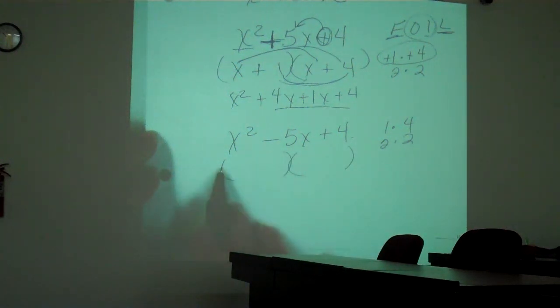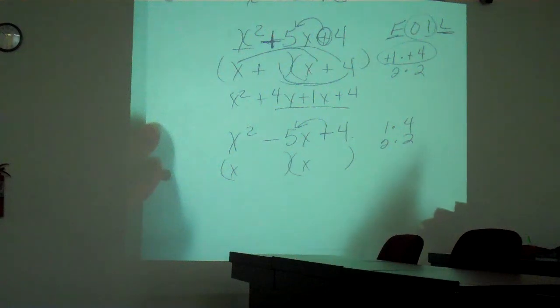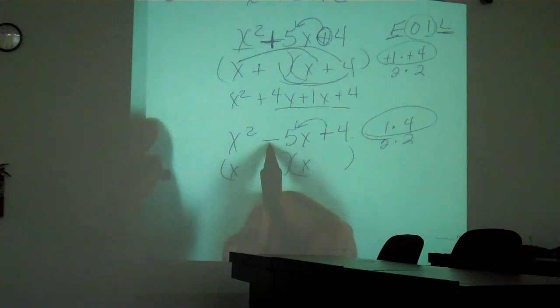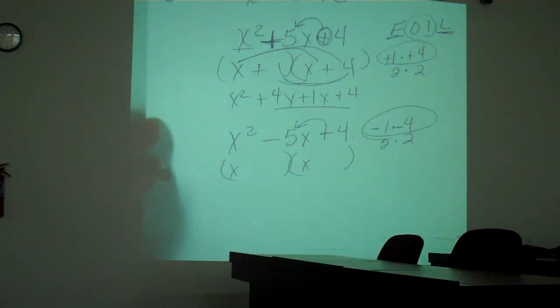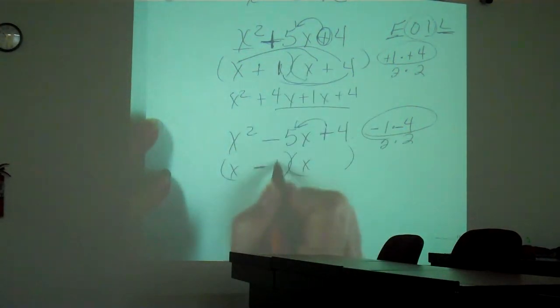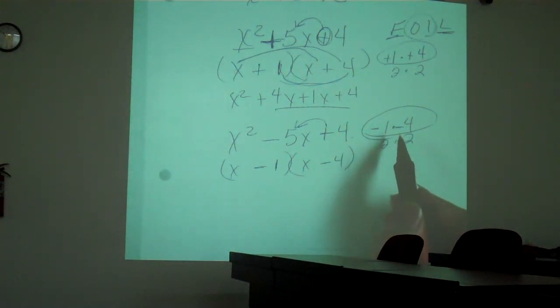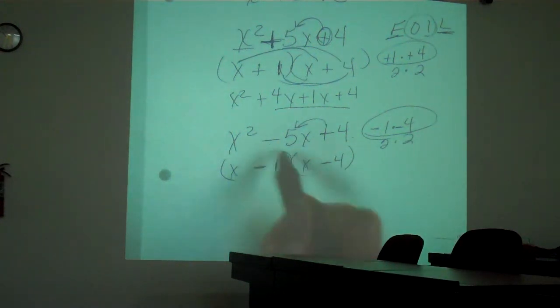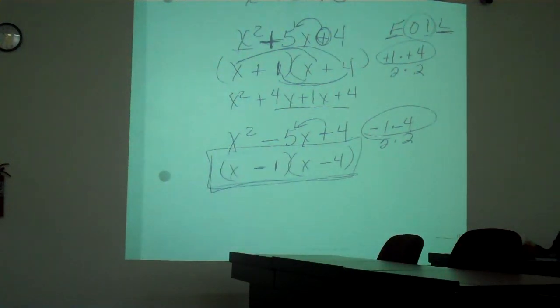What's going to be our first terms in our binomials? X and x, right? Okay, they still add to give you a 5. So it's still going to be the 1 and 4. But you need a negative 5, so it's going to be negative 1 and negative 4. So instead of putting plus 1 and plus 4, we're going to put minus 1 and minus 4. Okay? And if you FOIL that out, it should come back to the same answer. But when you're factoring, this part is your answer.